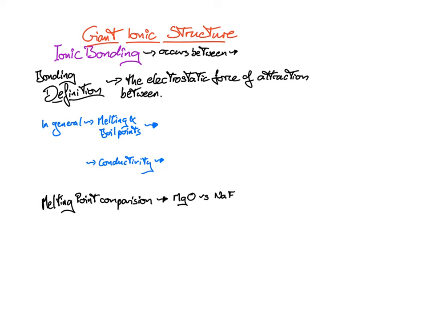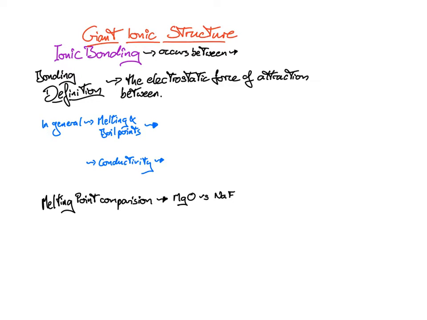So, giant ionic structures. Unlike with covalent, where we may have simple or giant structures, ionic is nice and straightforward. We only have giant structures. Before you watch this, do make sure that you are completely happy and completely on board with ionic bonding, because if you're not, this will be harder than it needs to be.